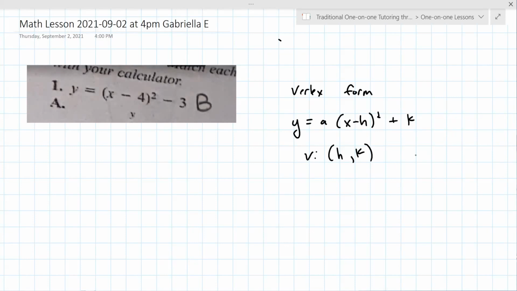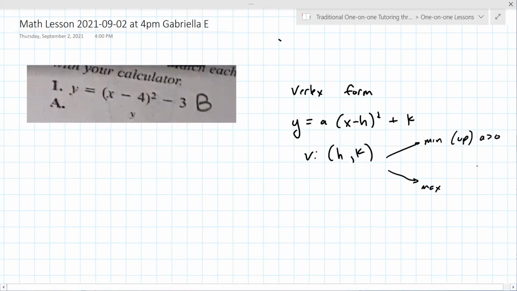And the vertex is either the min or the max. It's the min if the parabola opens up, and you know that if a is greater than 0. It's the max if the parabola opens down, and you know that if a is less than 0. A is never equal to 0. So you always have that happening here.